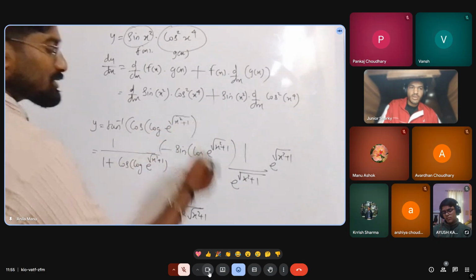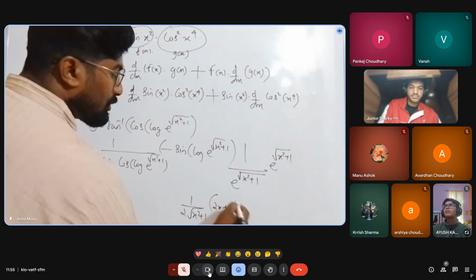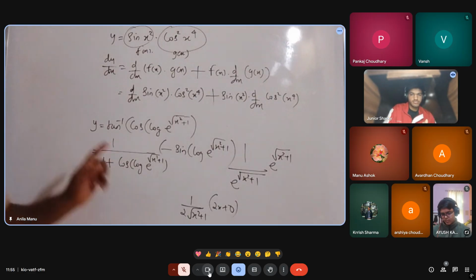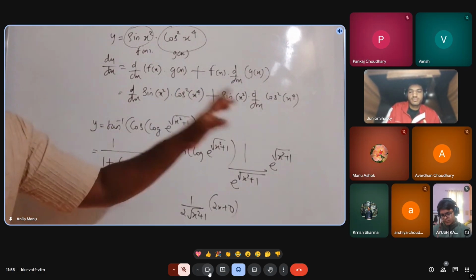Then we have x square plus 1. That is 2x plus 0. Do you understand? Yes, sir. Simple, right? Easy, right? One by one you have to solve, you will get the final answer.